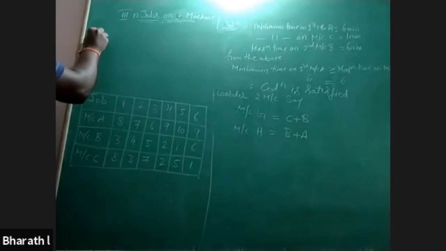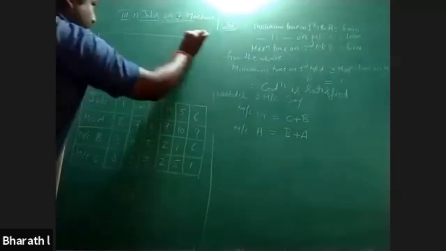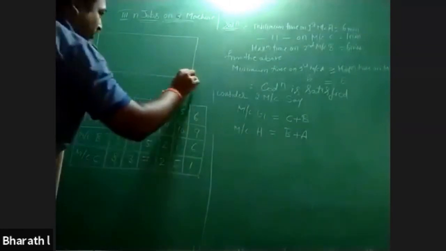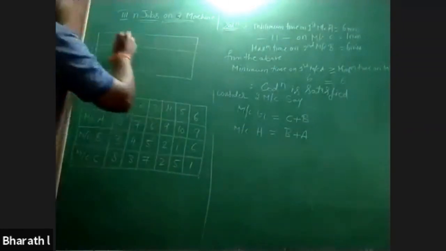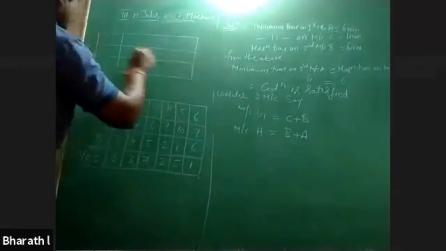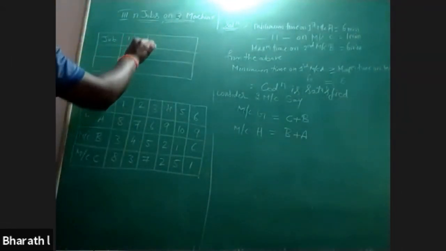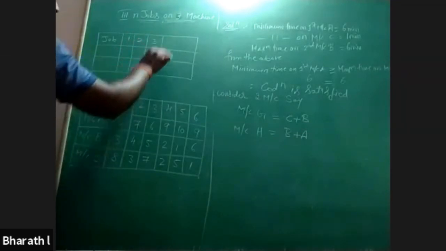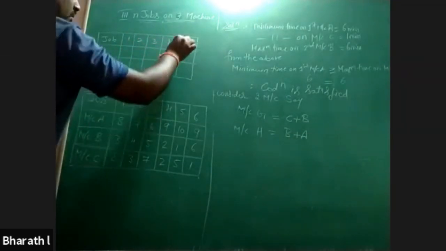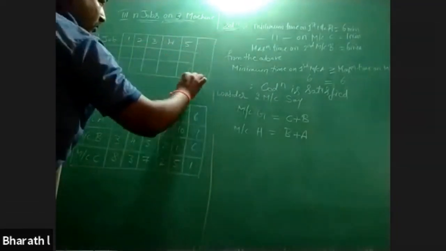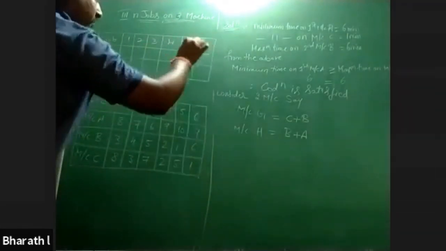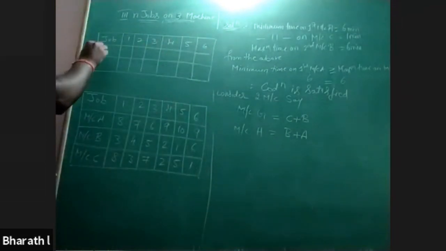The number of jobs, since they're given 6, we'll write 6 jobs and 2 machines. We'll write jobs 1, 2, 3, 4, 5, and 6, and machine G, and this is machine H.